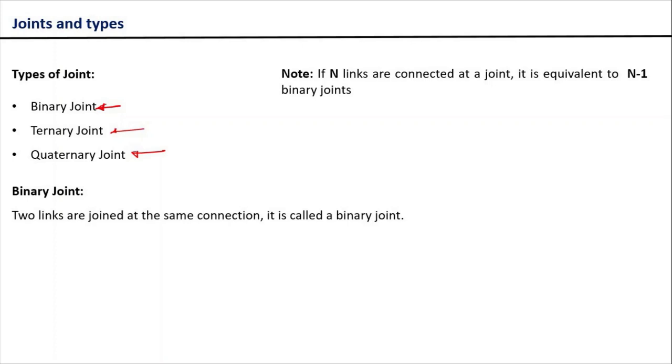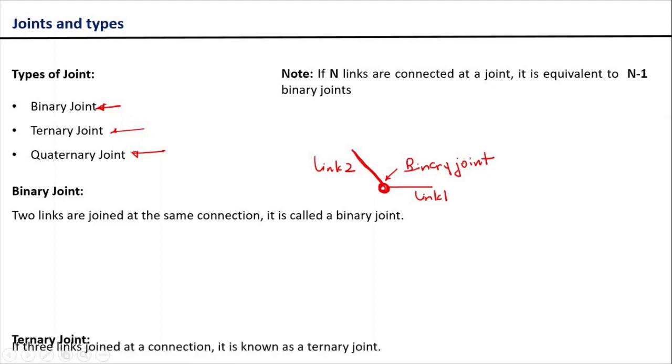Let's first understand what a binary joint is. In a binary joint, two links are joined at the same connection. This is very simple. Let's say you have a link 1 and another link 2. Now if this junction is designed in such a way that you can connect two links here, then this will be referred to as a binary connection or binary joint.